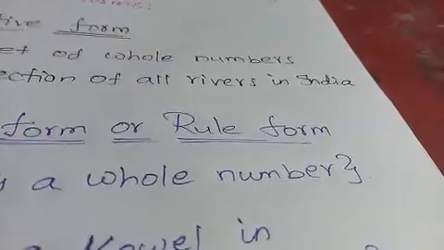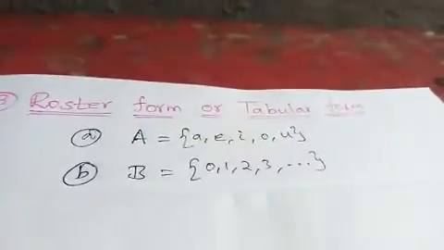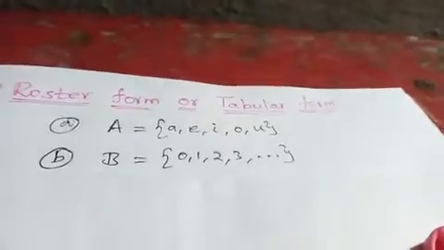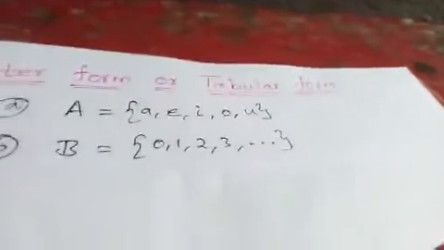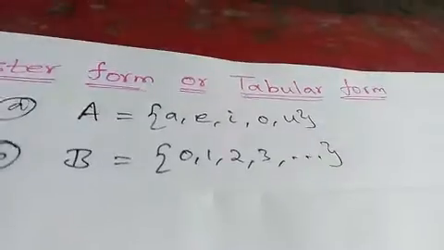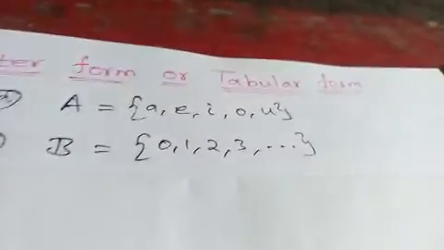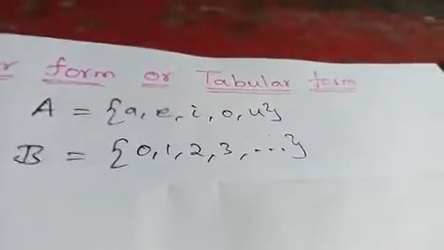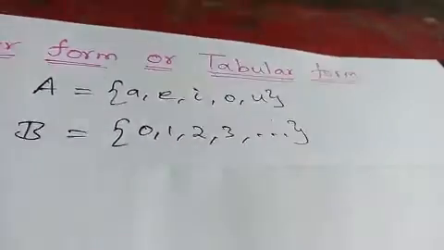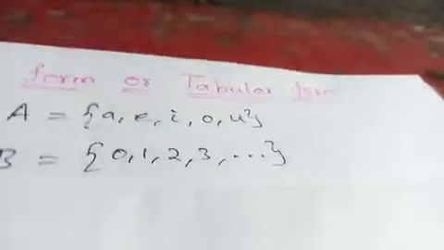Let us see the third form. Sets can be represented in roster form, or we say tabular form. Each element is particularly indicated here. See, set A equals A, E, I, O, U. There are 5 elements. It has no rule. All elements are visible. We have to write them individually.